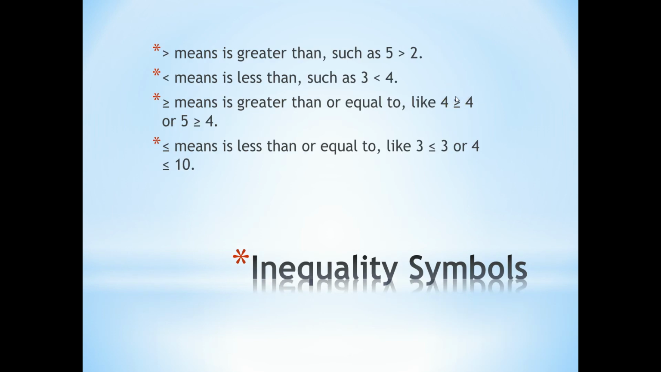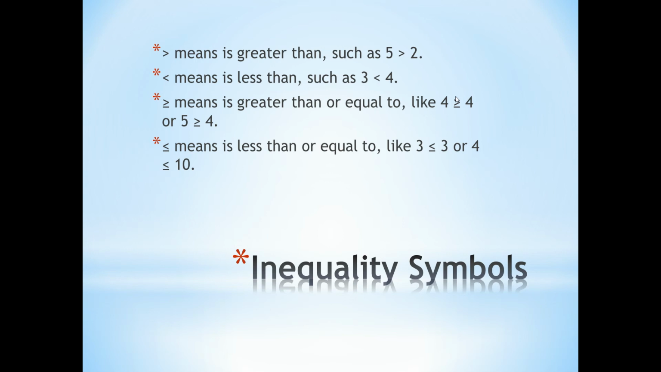So, inequality symbols. The first symbol you should know is this little triangle arrow thing that's pointed to the right. And this means that something is greater than, such as 5 is greater than 2. It's really not that difficult. It's just like, is this number bigger than the other one? If we turn this number the other way, it means that the number is less than something, such as 3 is less than 4.